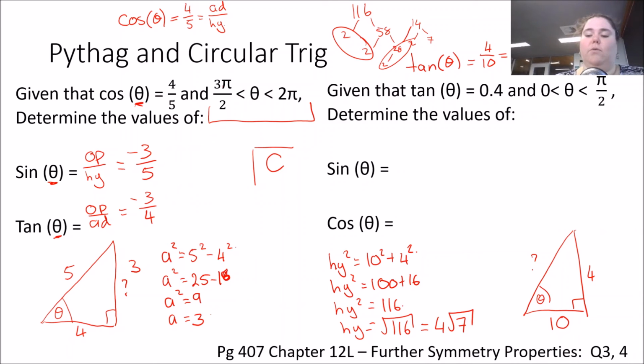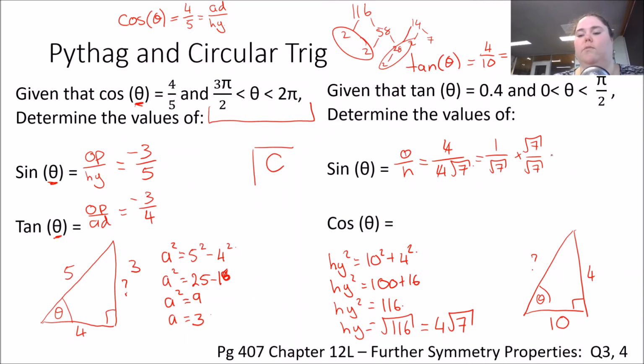So sine equals opposite over hypotenuse. So 4 over 4 root 7, which we can cancel some of that down. 1 on root 7. Remember, we don't like surds on the bottom, so we're going to times by root 7 on root 7, which gets me root 7 on 7. Beautiful.